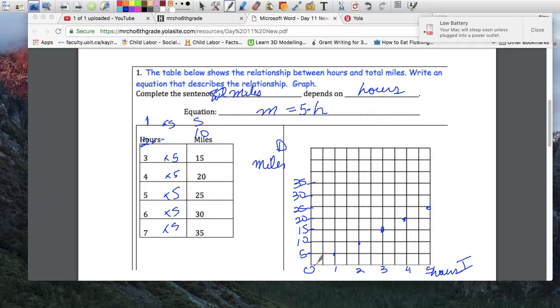So here's our graph. It should be a straight line. Okay, extend that graph, put an arrow. Okay, that's our equation. So our equation is the total number of miles equals 5 times h. Okay.